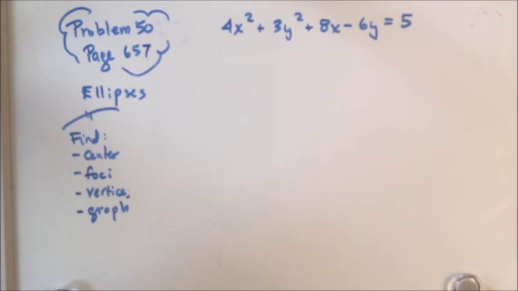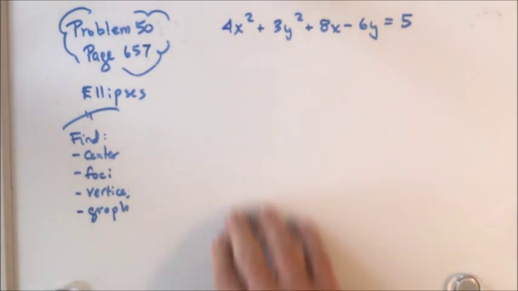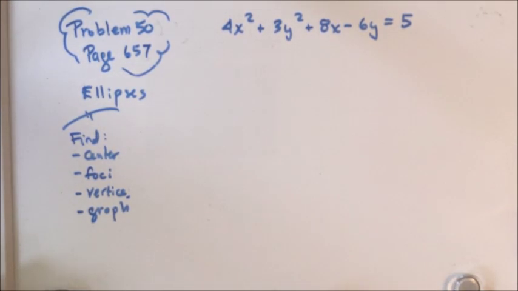Okay, here comes problem 50 on page 657. I think you've got a sister. Yeah, it's 51, right next to it. Now this should come out pretty smooth because I've already done this problem twice.